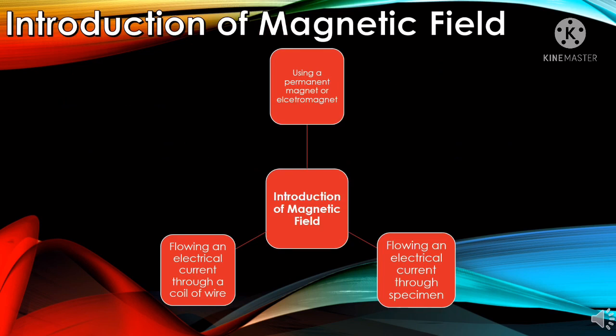Now I'm going to talk about the introduction of the magnetic field. The required magnetic field can be introduced into a component in a number of different ways. Firstly, by using a permanent magnet or an electromagnet that contacts the test piece. Secondly, flowing an electrical current through the specimen. And lastly, flowing an electrical current through a coil of wire around the part or through a central conductor running near the part.